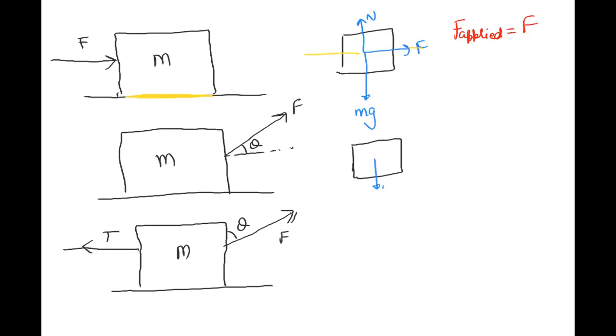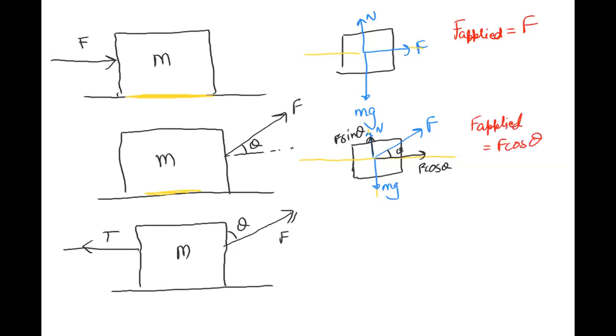इस केस में we have mg, we have N, we have F. ये इंटरेक्टिंग सरफेसेस हैं, तो ये हमारा एक्सिस हो गया, और ये एंगल थीटा है, तो यहाँ पे F cos थीटा आ जाएगा, यहाँ पे F sin थीटा आ जाएगा, और इस केस में F applied will be equal to F cos थीटा. इस केस में फोर्सेस आर mg, N, and then F, then P.